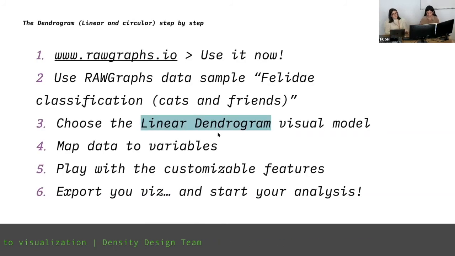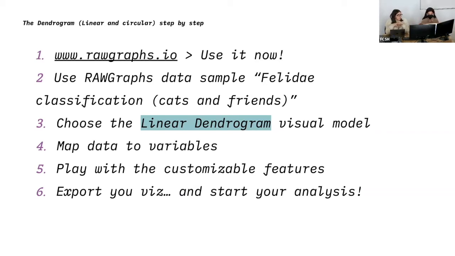So here are the steps that we will follow to reach the visualization. We will get to RawGraphs, and then we will use this data sample, and I will show you where it is. Then the third step is to choose the visual model that we want to develop. Then we will map the data variables and play with the features. And in the end, we will export the visualization.